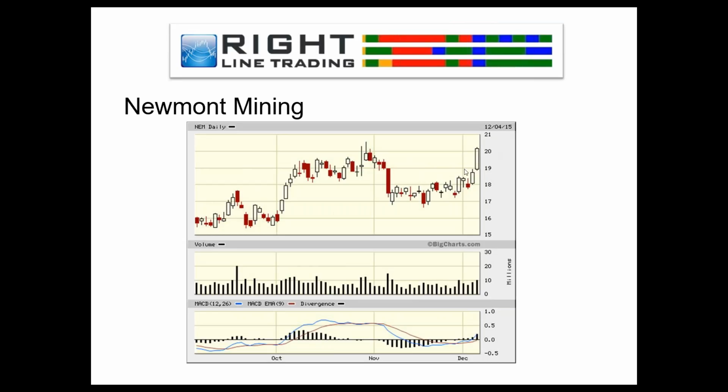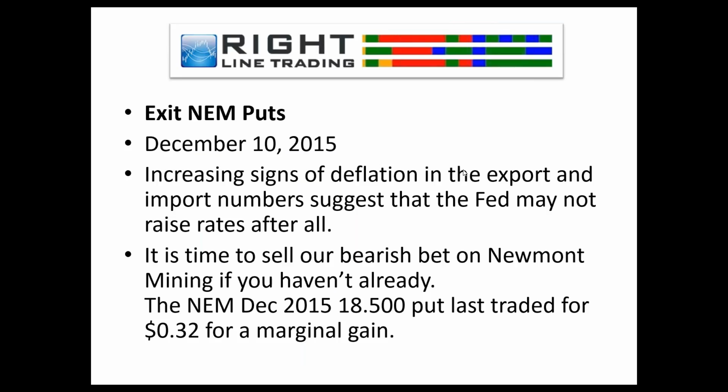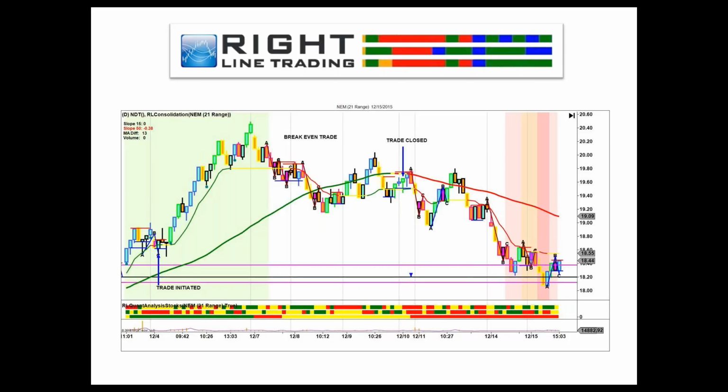And here's the fundamentals on Newmont. So here is the position. December 10, 2015, increasing signs of deflation in the export and import numbers suggest that the Fed may not raise interest rates. It's time to sell our bearish bet on Newmont Mining. Last traded for 32 cents, and that was just a marginal gain. I also want to show you that we don't make great money, but we sold the Newmont puts for a small profit.